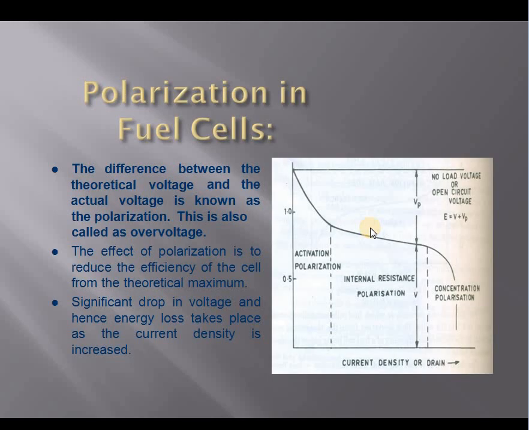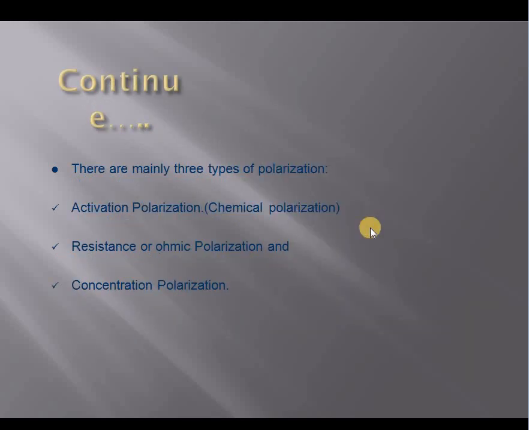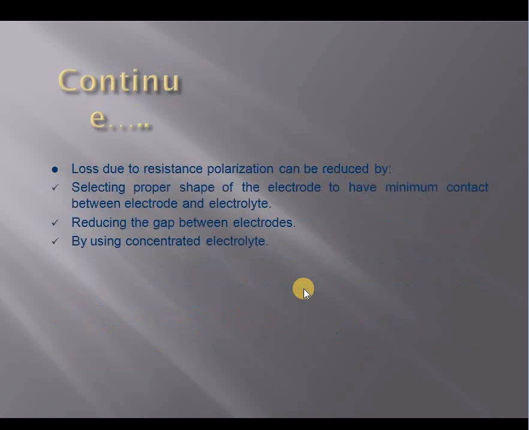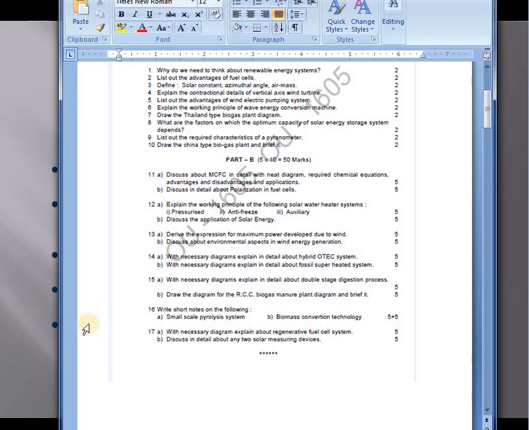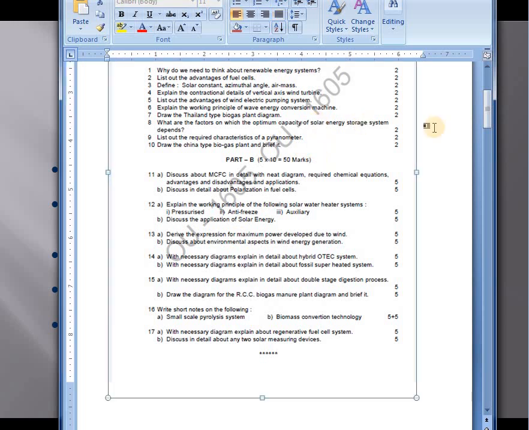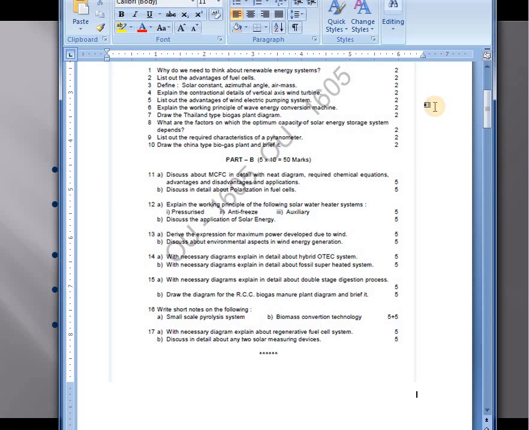The next one is to discuss the details about polarization in a fuel cell, for another 5 marks. You have to mention what polarization is: it is the difference between the theoretical value of the voltage and the actual value of the voltage, also called overvoltage. And the different kinds of polarization are activation polarization, resistance polarization, and concentration polarization. Concentration polarization is again divided into two: electrolyte side polarization and gas side polarization. That's enough for 5 marks.